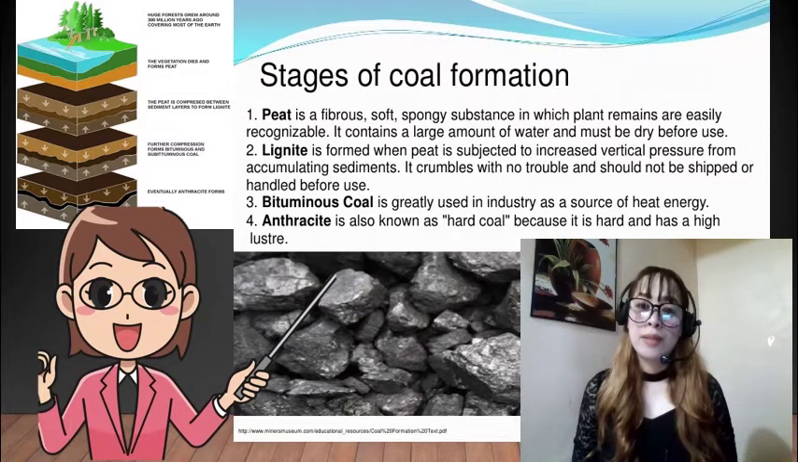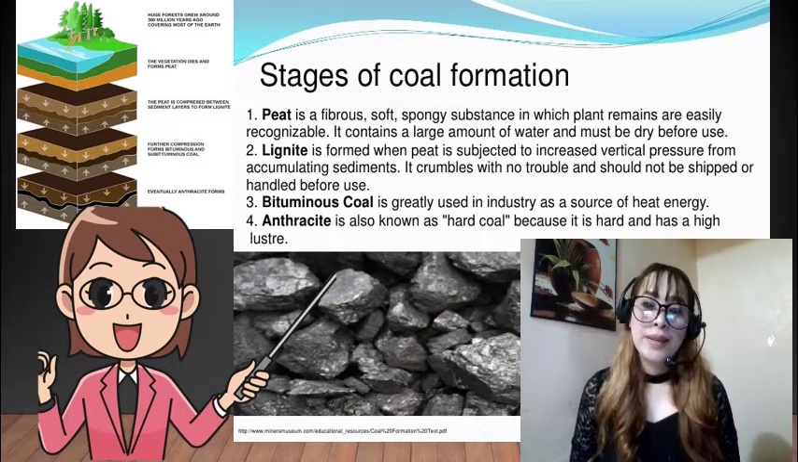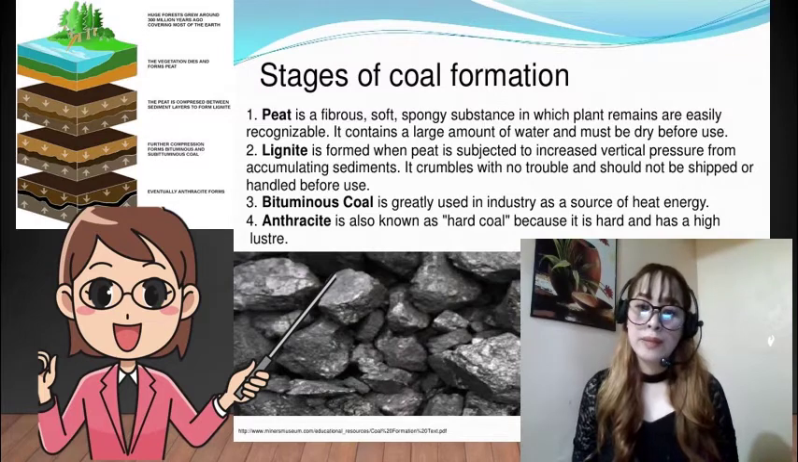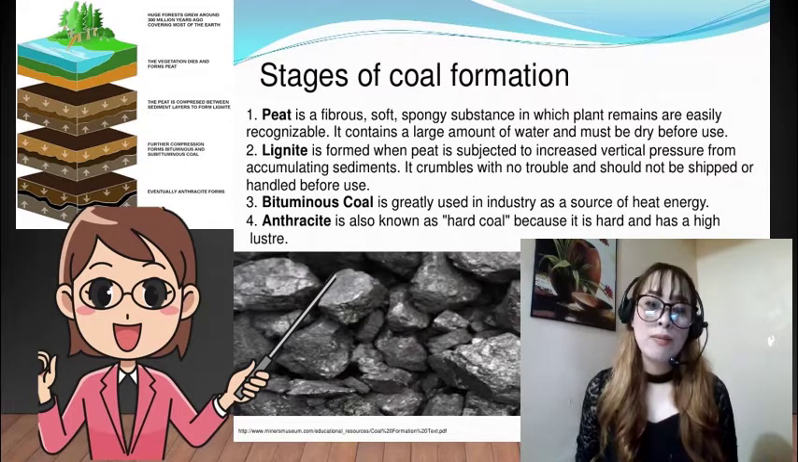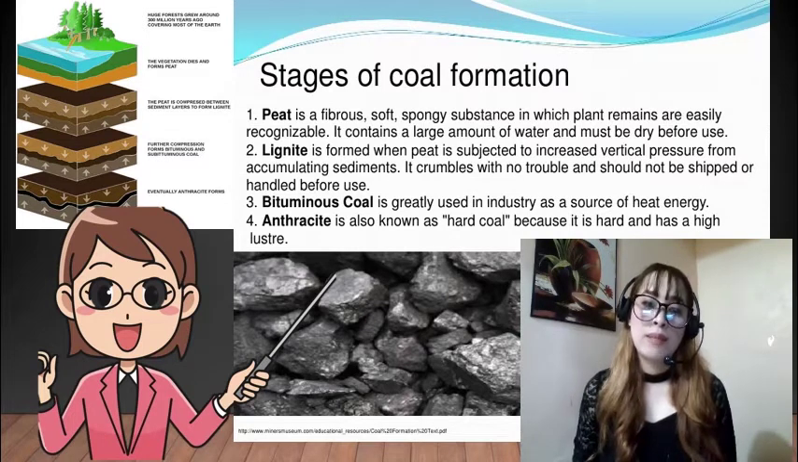The first one is peat. Peat is formed once the dead living organisms are decomposed. It is described as a soft and spongy substance and must be dry before use. The next one is lignite. Lignite is formed once the peat, the first stage, is compressed between sedimentary layers.